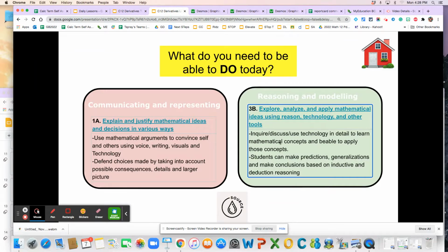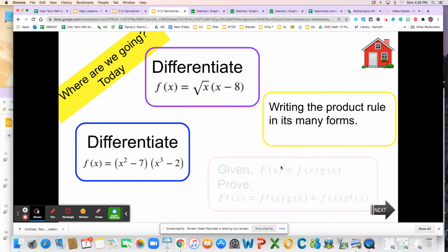These would be great competencies to consider: explain and justify your mathematical ideas and decisions in various ways, and explore, analyze, and apply mathematical ideas using reasoning, technology, and other tools. So be looking for that as we're learning together.